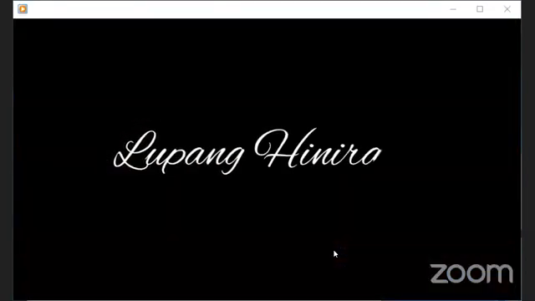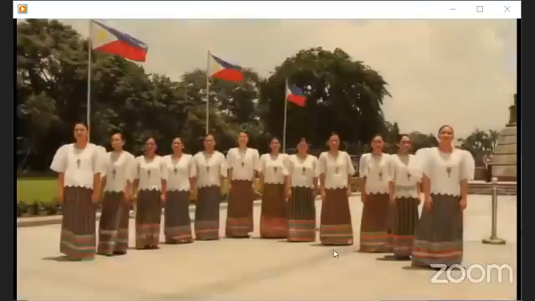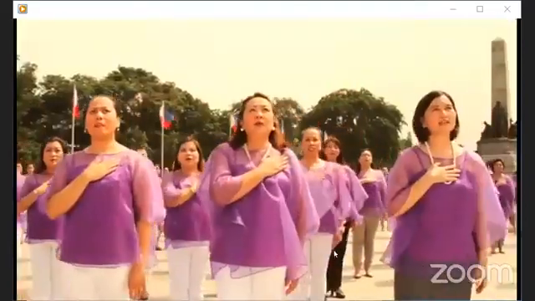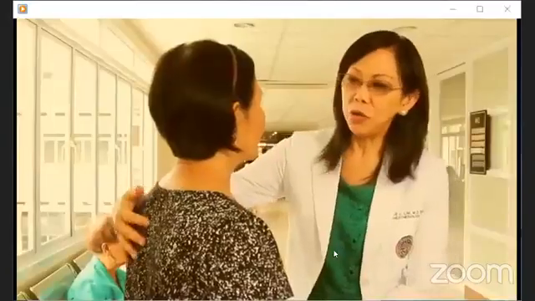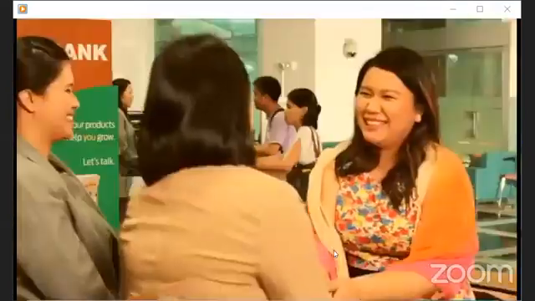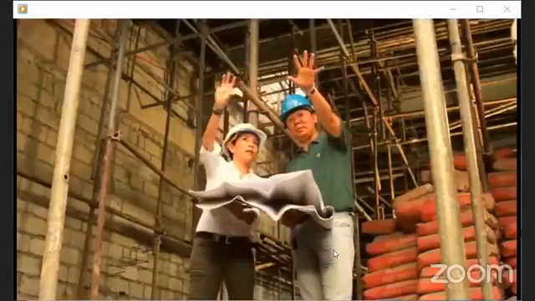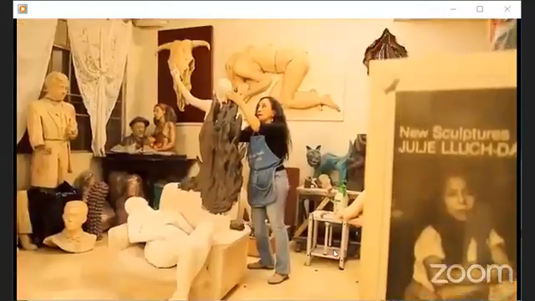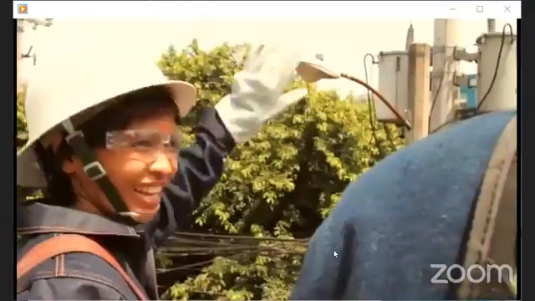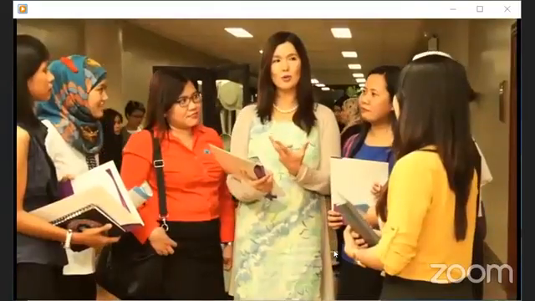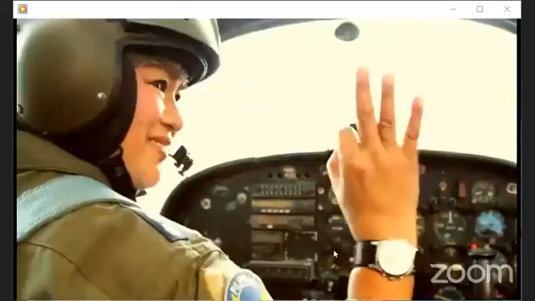Tumayo po tayong lahat at sabay-sabay nating awitin ang pambansang awit ng Pilipinas. Bayang magiliw, perlas ng silanganan, alab ng puso sa dibdib mo'y buhay. Lupang hinirang, duyan ka ng magiting, sa manlulupig di ka pasisiil.